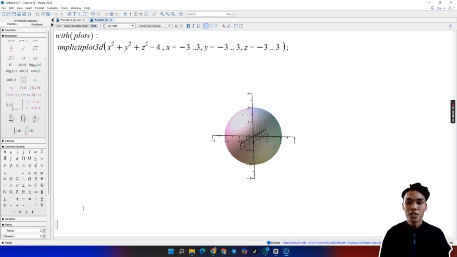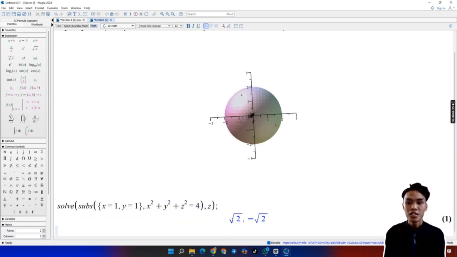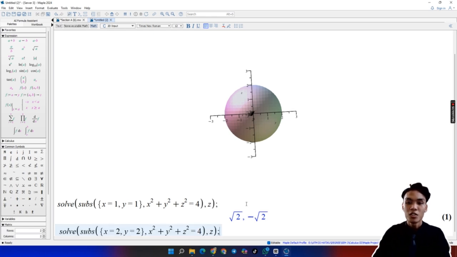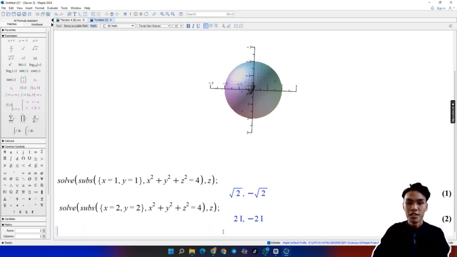If we play with the limits of x, y, z, we let x equals 1 and y equals 1. From here, we know that the point is inside the hemisphere, so the z value is not an imaginary number. It has a value that can be found. If we substitute x equals 2 and y equals 2, it is already outside the boundary of the sphere. Therefore, we get an imaginary number.